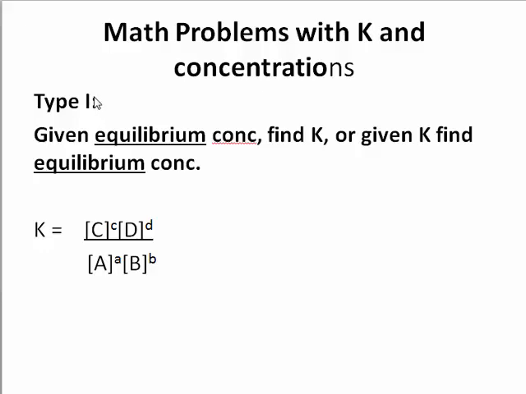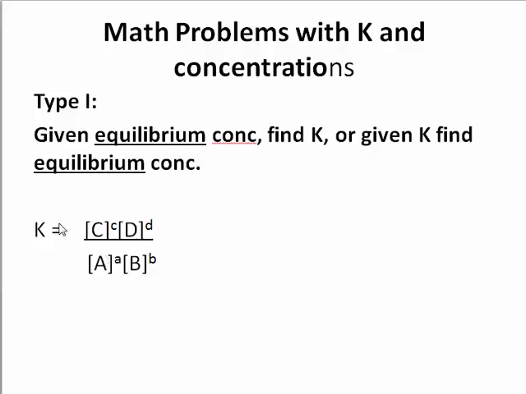Type 1 is the easiest type. In a type 1 problem, you are given equilibrium constants appearing in Q, the reaction quotient. For example, you'll be given concentrations C, D, A, and B, or else you'll be able to solve for them. And then you're asked to calculate K, or you're given K and told the system is at equilibrium and given all but one of the concentrations, and then you solve for the remaining concentration.